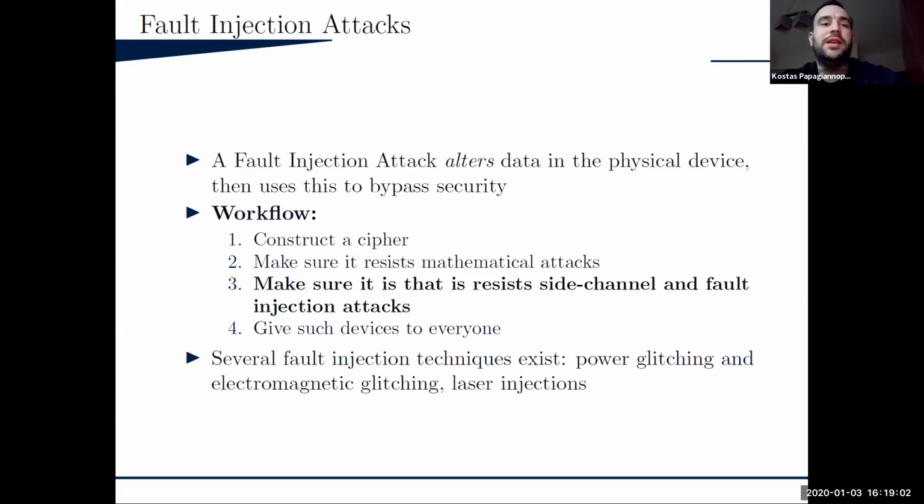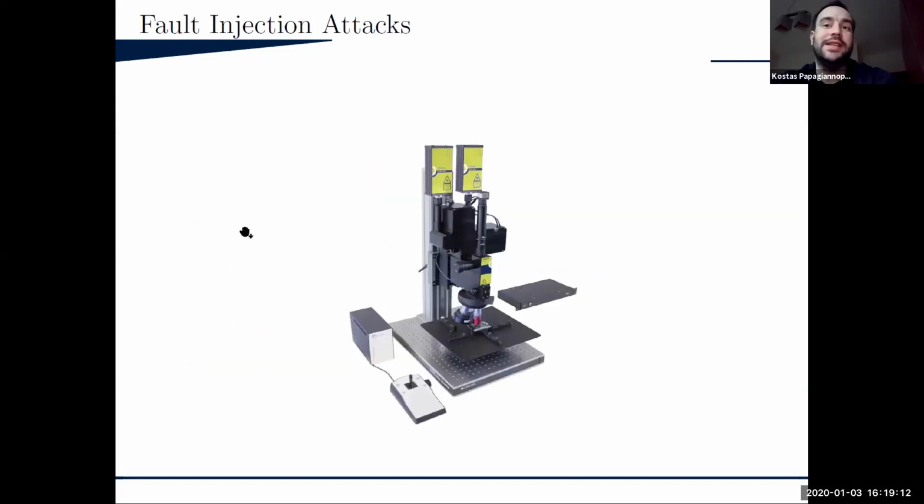And same like in side channels, there are several fault injection techniques. There's magnetic glitching, there's laser injection. Some people have complex setups and they put one chip underneath the laser and they're able to shoot at the right spot and make a variable 0, and bypass the encryption, or something in a similar vein.